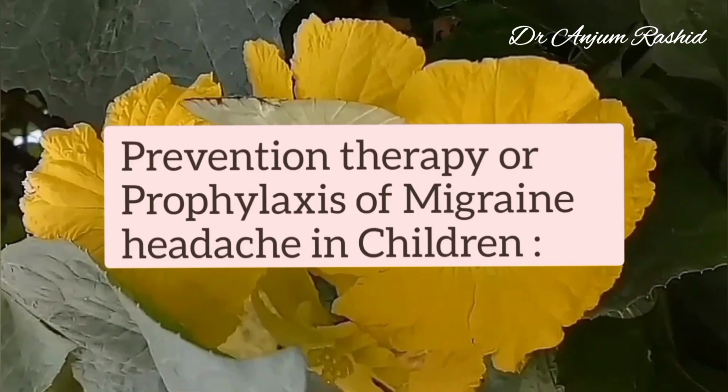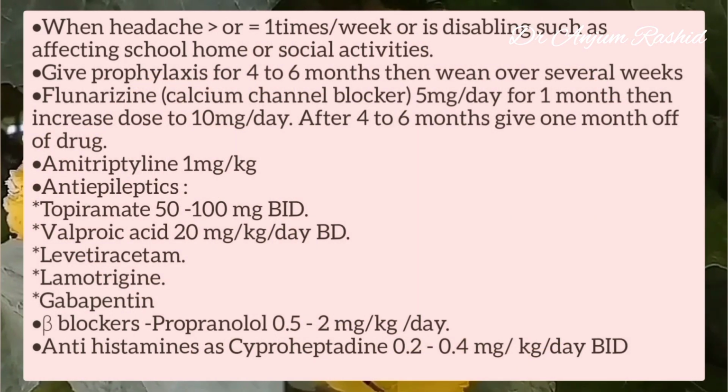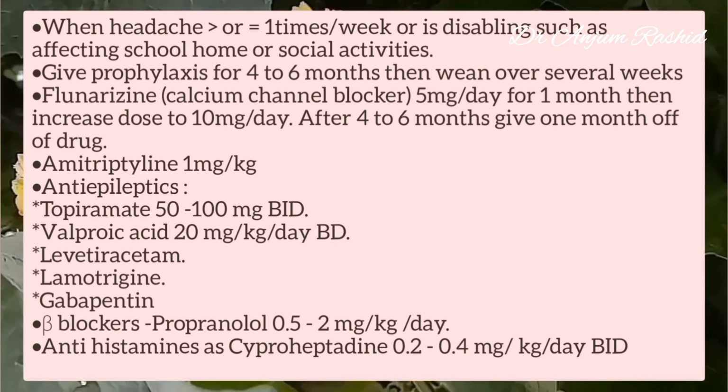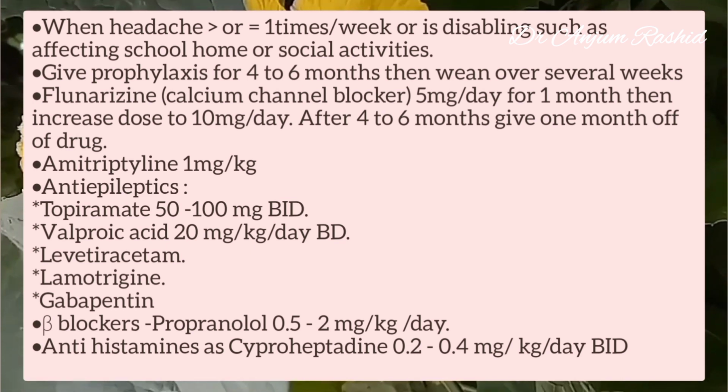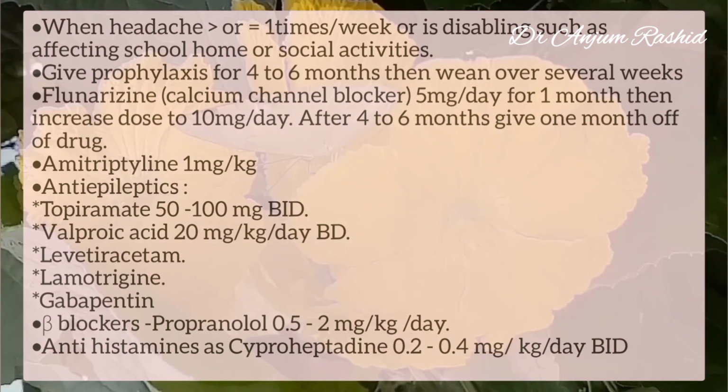Now next is prevention therapy or prophylaxis of migraine headache in children. This is required when headache occurs once or more per week or is disabling, such as affecting school, home, or social activities. Give prophylaxis for 4 to 6 months, then wean over several weeks. Now, following drugs can be used for prophylaxis: flunarizine, amitriptyline, anti-epileptics, beta blockers, and antihistamine.